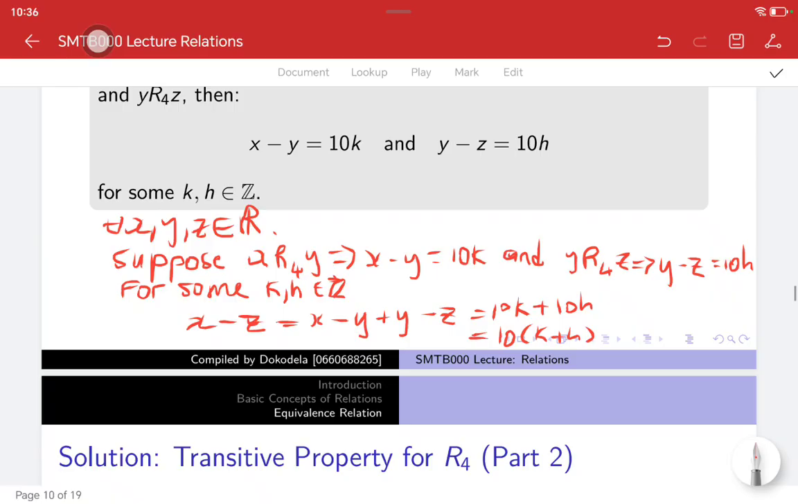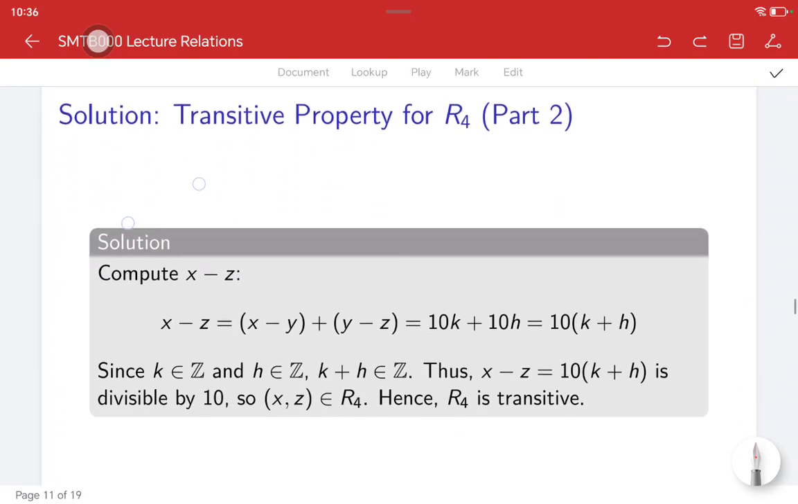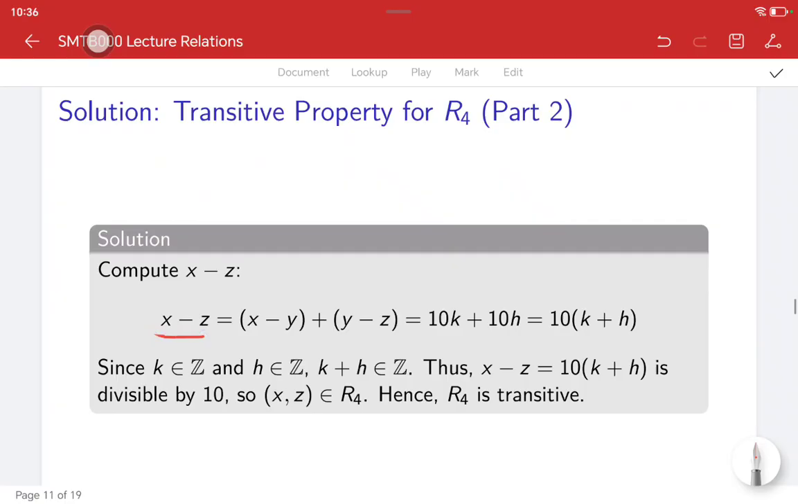Hence, now this k plus h is an element of an integer. And then this means that 10 times k plus h is divisible by 10, or is a multiple of 10. Let's check. We can also start here. We add our y in the form of 0, minus y plus y. Then we factor out our 10, because we know that this is equal to 10k plus 10h. We factor out our 10. Then we state that k plus h is an element of an integer, because k is an element of an integer and h is an element of an integer. So when we add the two integers, we are still going to get an integer.